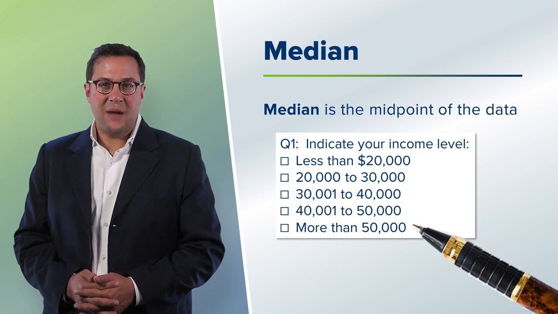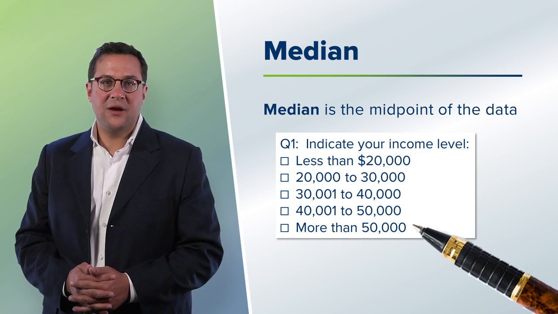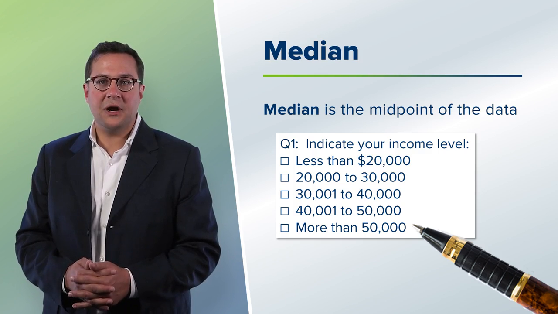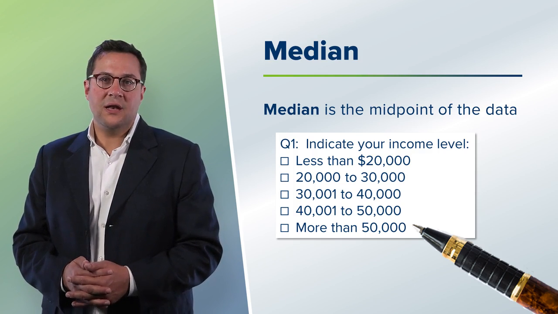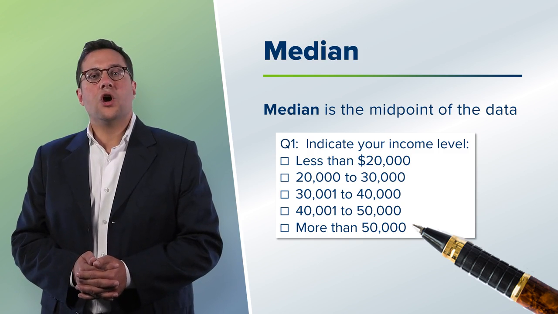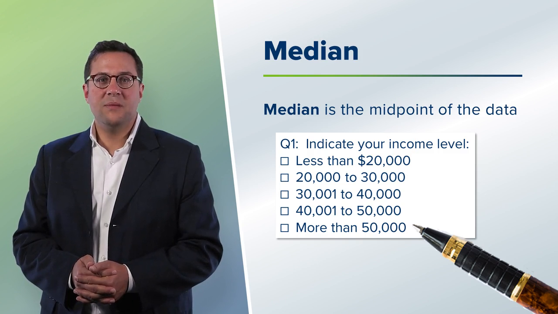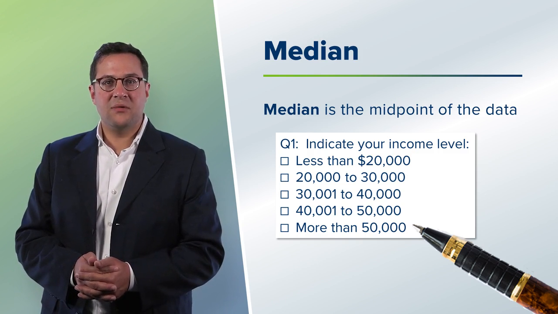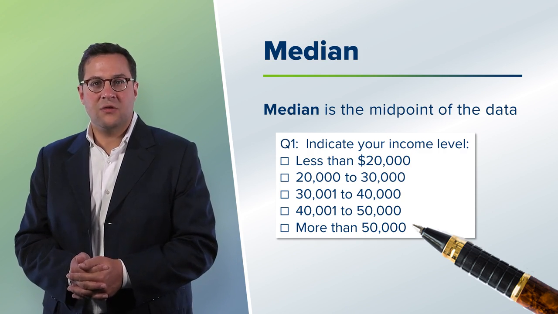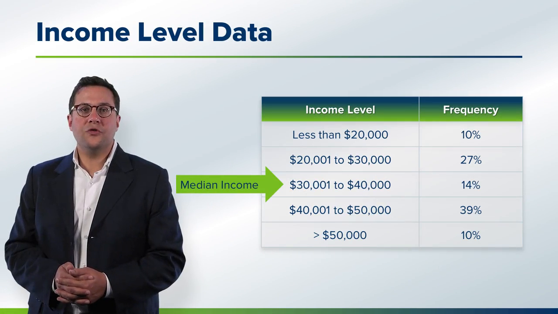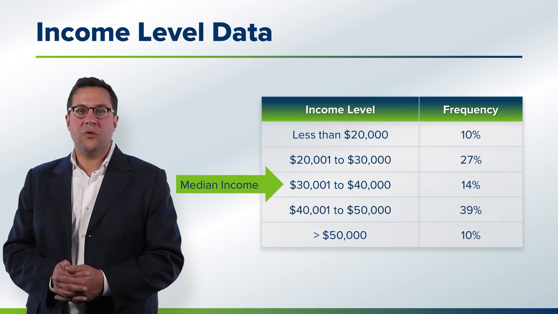The median is a value separating the higher half of the data from the lower half of the data. I provide an example with income level because this question is relevant not only in marketing, but also in the news media. A common question in news media surveys is to indicate your level of income. People can choose less than 20,000, between 20,000 and 30,000, and so on. Once you run the survey, you might obtain the following tables.